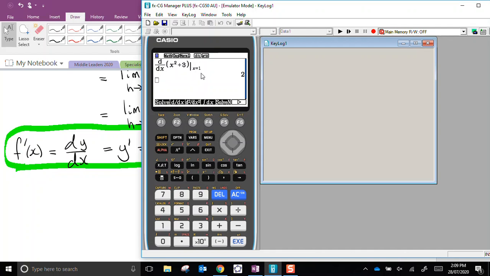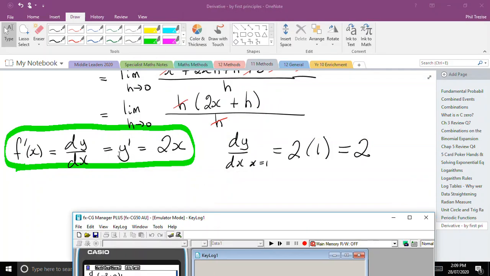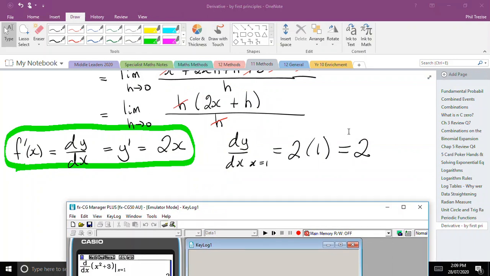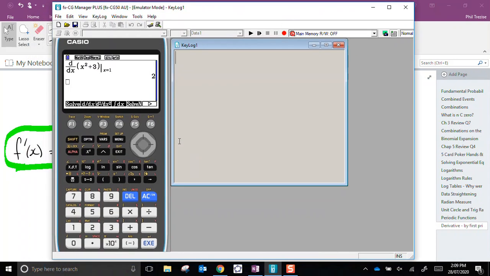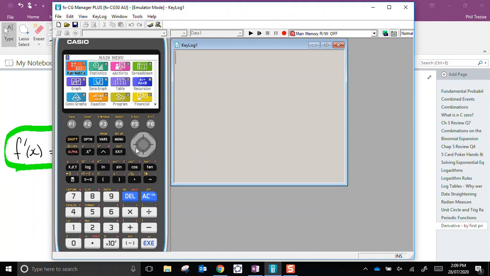If I was evaluating at a different location, I'd get a different value, but the derivative function would still be 2 times x. If x changes, then it evaluates to a different number, that's all. Now let's look on the graphing screen.